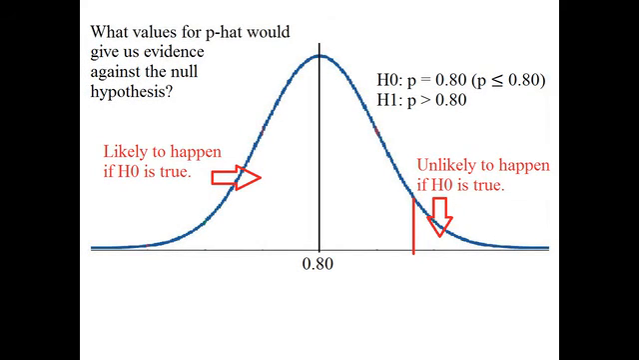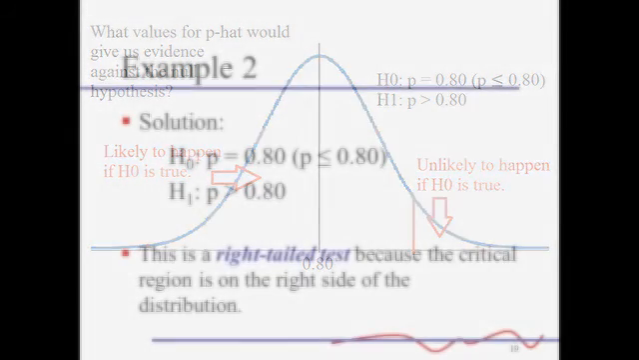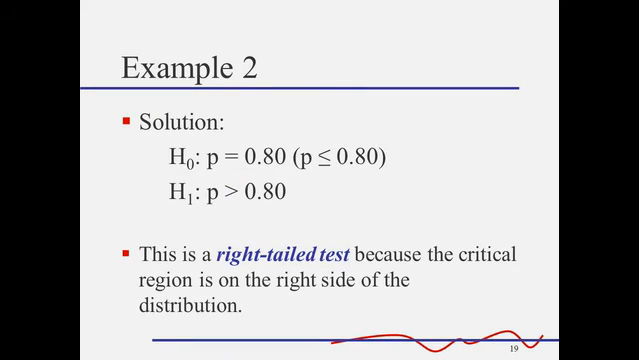As before, we're going to build a confidence interval, but it's a one-sided confidence interval. The values that are unlikely to happen if the null hypothesis is true are in the right tail. So our critical region is in the right tail, and the values that are likely to happen, our confidence interval, would be on the left. Example 2 is an example of a right-tailed test because the critical region is on the right side of the distribution. And this will always be the case, as we'll see going forward. If the alternative hypothesis is greater than, that will give us a right-tailed test.